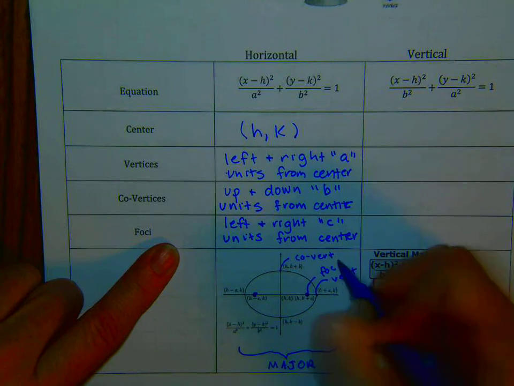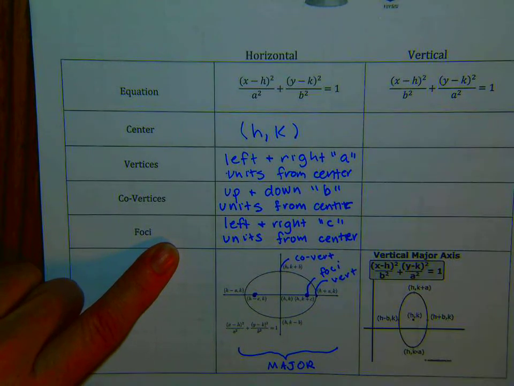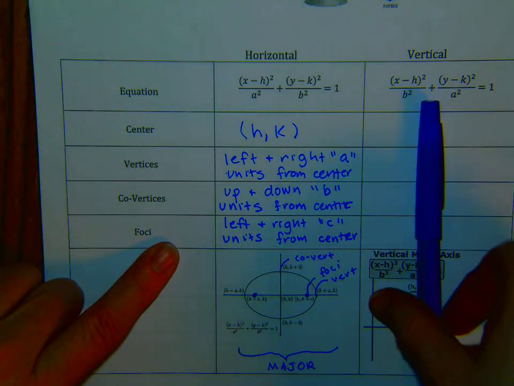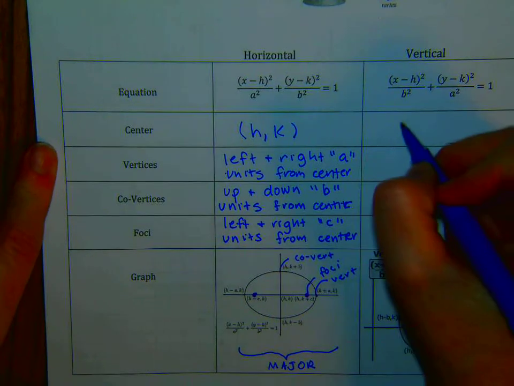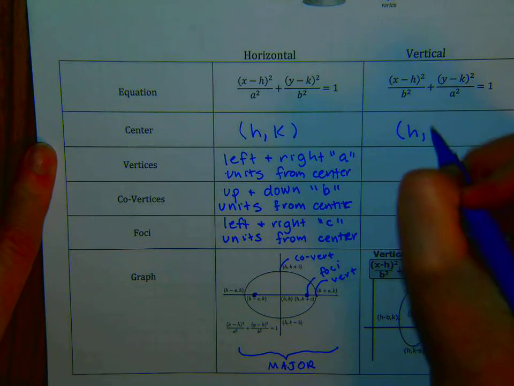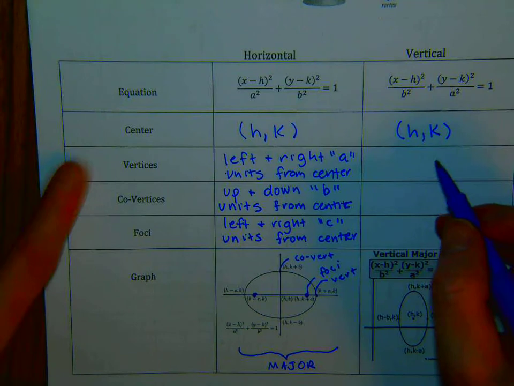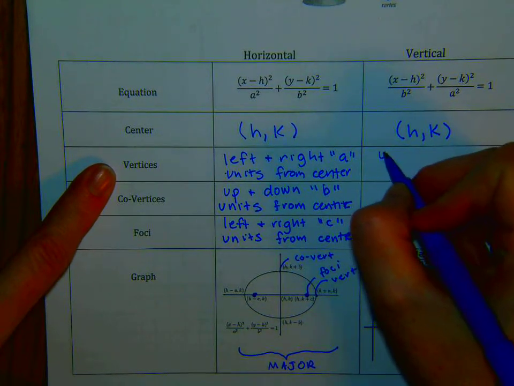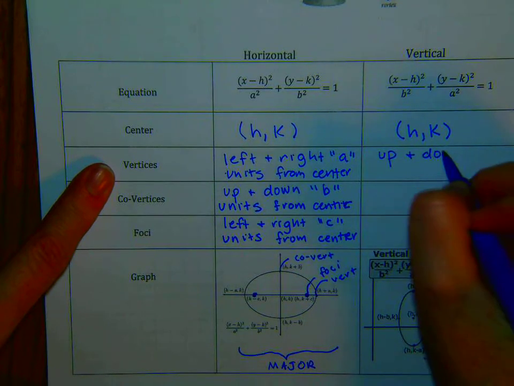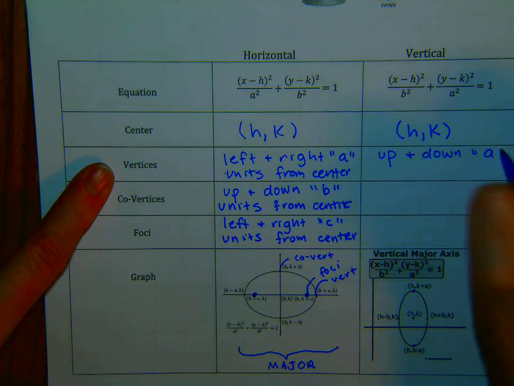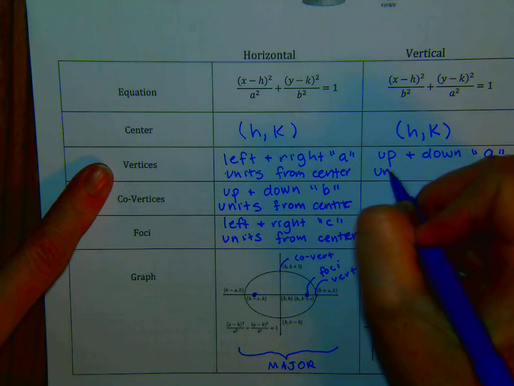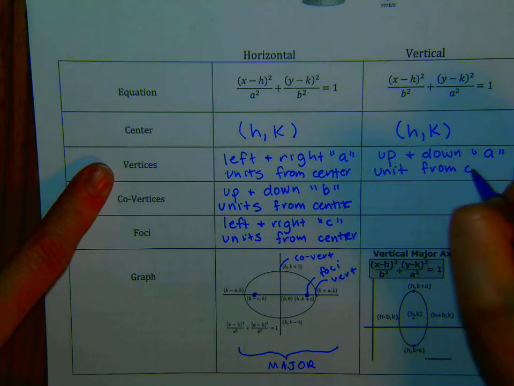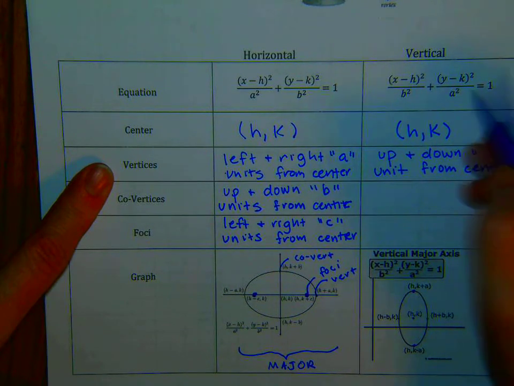Okay, now let's look at our vertical ellipse. So as you would guess, we have a center at (h, k). We have vertices, over here, and they are going to be up and down, a units from the center. We notice that the a is under the y at this point, okay?